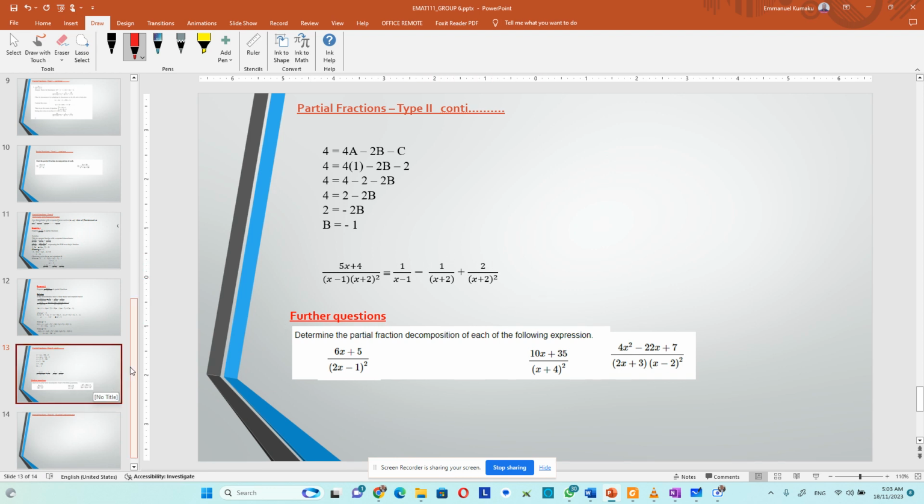So these are further questions. Thank you very much. I will try and see what I can do on the quadratic denominator and the improper fraction before 7 o'clock.